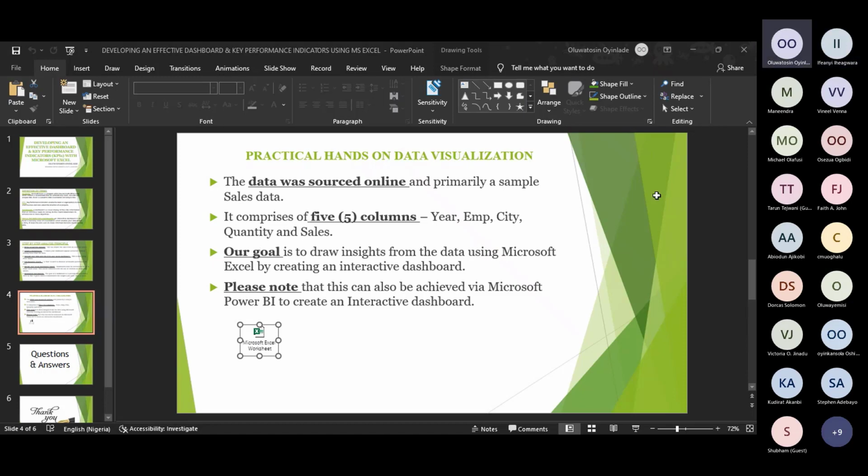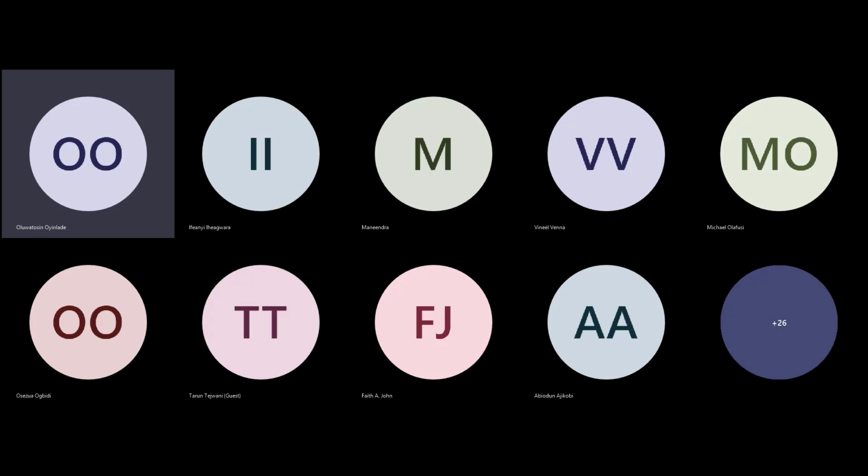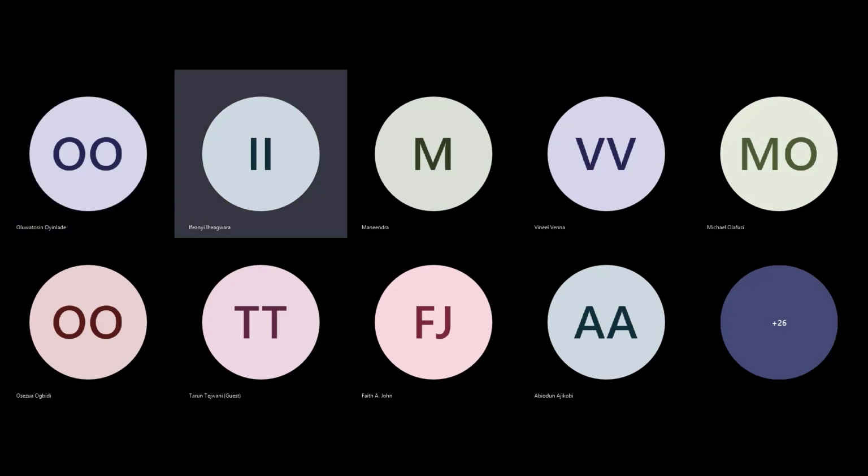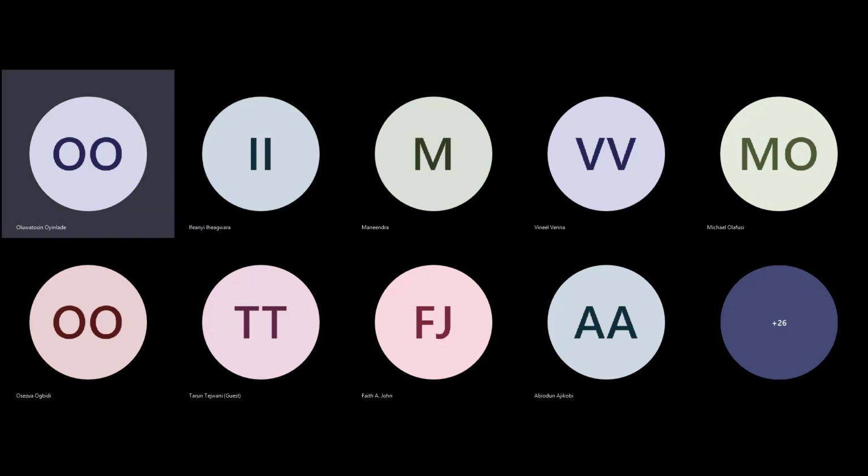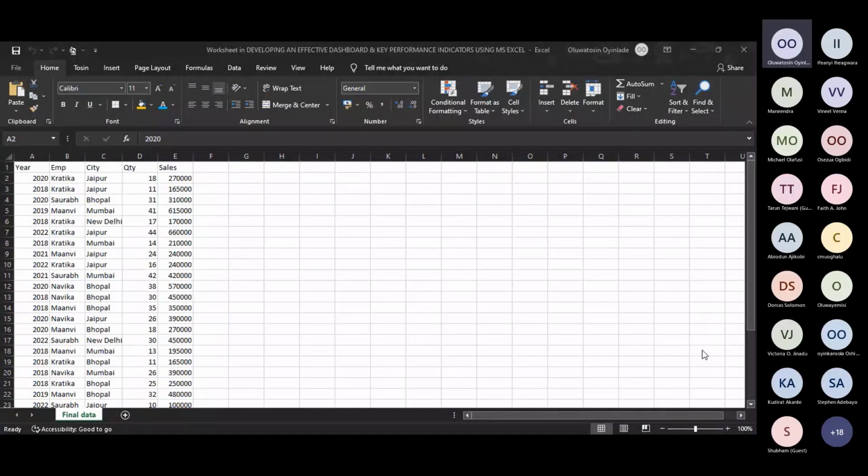So I want to stop sharing my PowerPoint slide and move to the Excel data set so that we just work on that in the time frame we have. Please confirm you can see this Excel sheet that has year, employees, city, quantity, and sales. Yeah, I can see the Excel data set. Good. Thank you. So I can go on then.